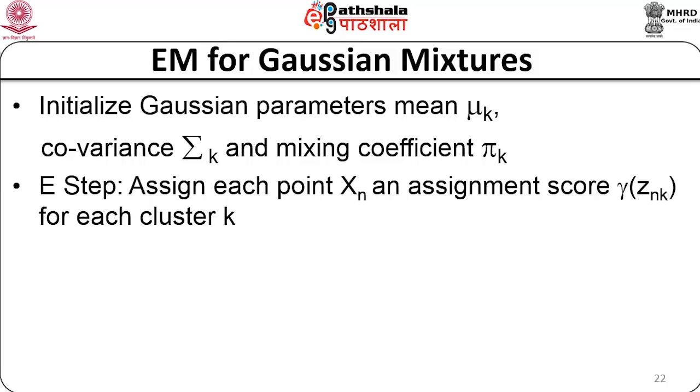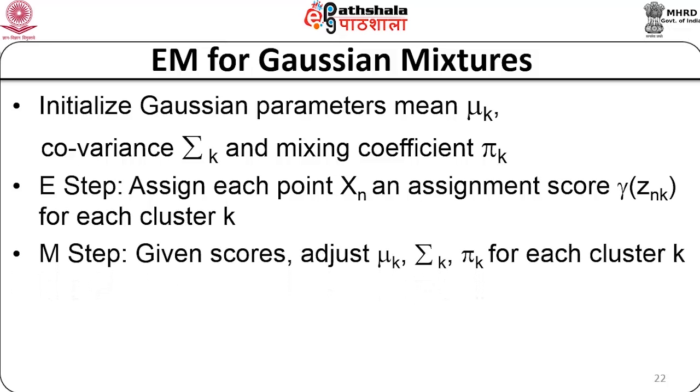with a score for each cluster, not the Gaussian. Now each cluster is defined by a Gaussian distribution, and the assignment of a point to that particular cluster has an assignment score. Okay. Then the M step. So, given the scores you re-estimate the parameters mu k, the covariance, that is the mean, covariance and the mixing for each of the clusters k. Remember these three are the parameters.